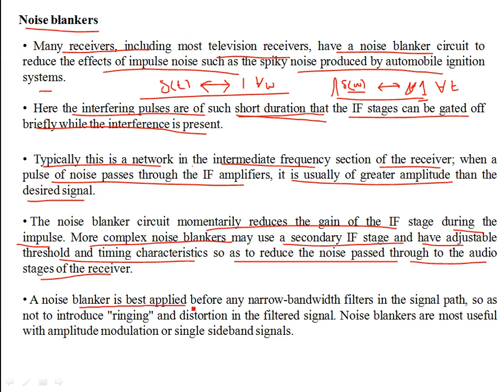This noise blanker is best applied before any narrowband filtering is done, because narrowing down the band actually elongates the pulse, and we don't want that. So before any narrowband filtering, the noise blanker has to be applied in the signal path, so as not to introduce ringing or distortion in the filtered signal. Noise blankers are most useful with AM modulation and single sideband signals.